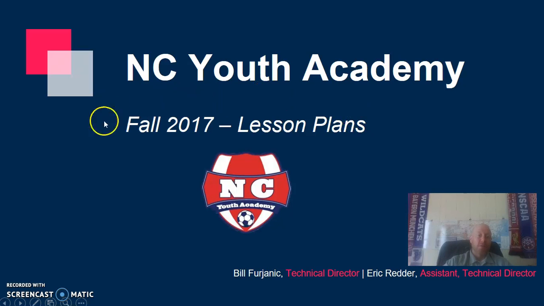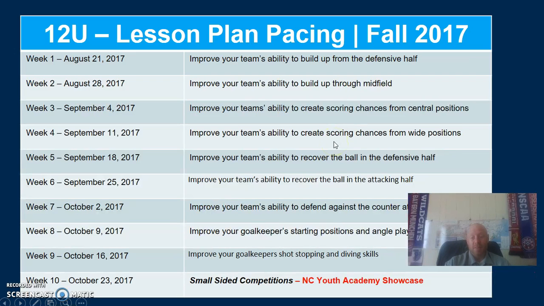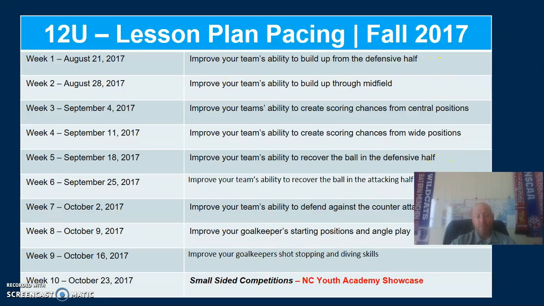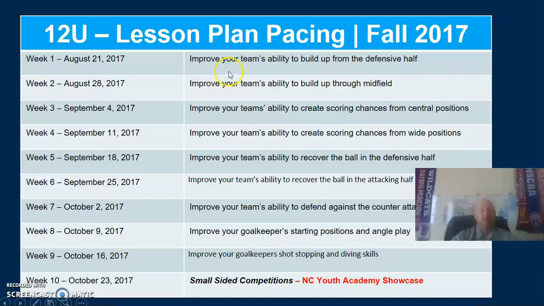This is just a brief overview of our fall 2017 lesson plans. We're going to be focusing on the 12U lesson plan pacing, week 1. The pacing that I mapped out for the Youth Academy programs concludes with our NC Youth Academy statewide showcase at the end of October. And this week, in week 1, we're looking at our team's ability to build up from the defensive half. If you look at the topics, they progress from back to front, in possession, to the recovery of possession, and then we address the position-specific behaviors of the number 1 or the goalkeeper.